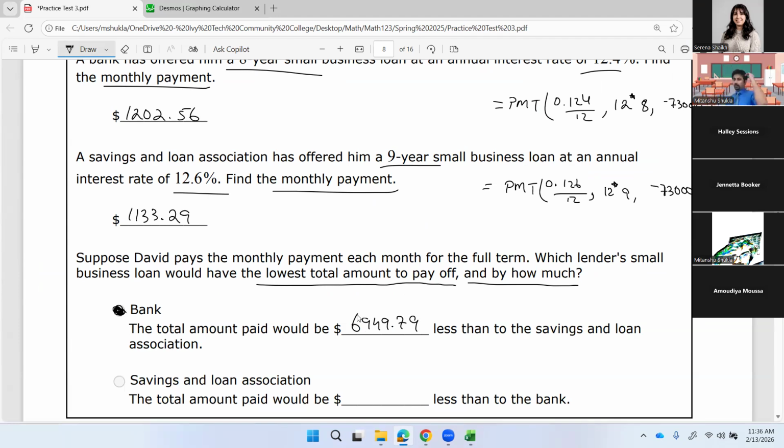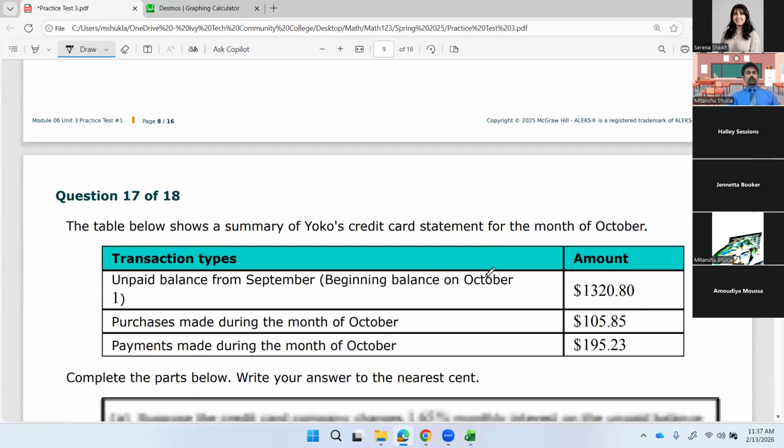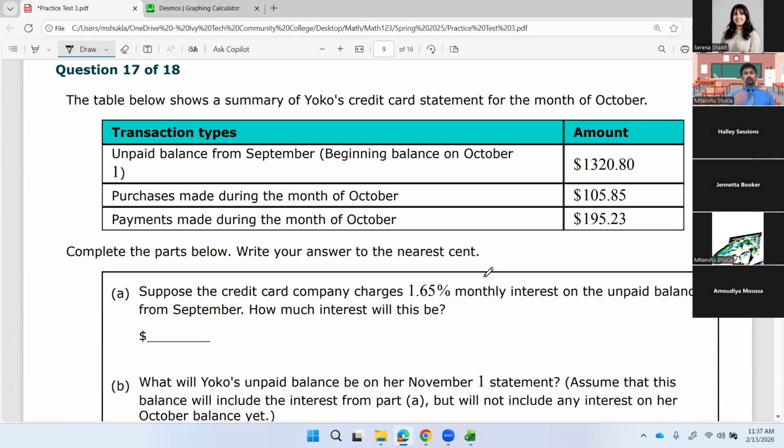Okay. Any questions? That one was a lot. Any questions? Okay. Number 17. Here we go.